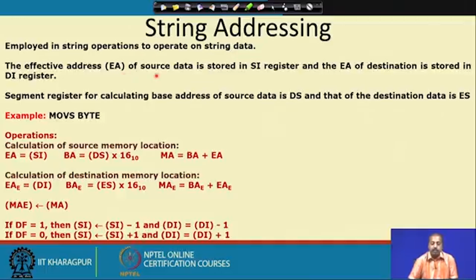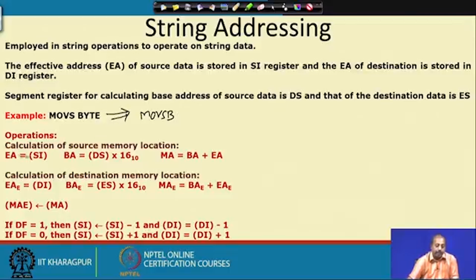The effective address for the source data is stored in the SI register, and for the destination it is stored in the DI register. The segment register for the source is DS, and for the destination it is ES. A typical example is the MOVS instruction, MOVSB or MOVS byte. You can write byte, or word, etc., or in short simply write MOVSB, or in full form like MOVS byte.